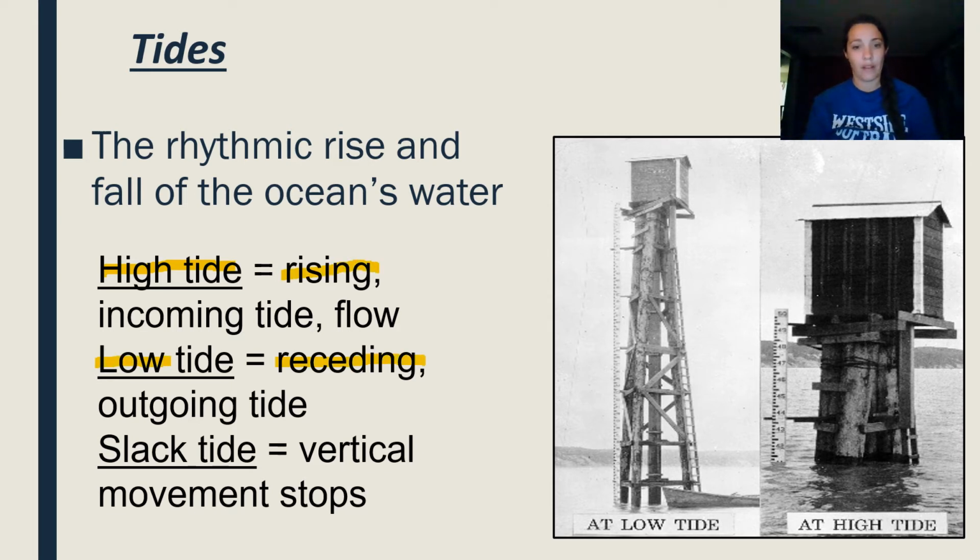It's going away. And slack tide is when the vertical movement stops. So it is a time between tides where there's nothing happening. Here you see the same building at low tide and high tide. Some regions have tides that are so dramatic that there's a huge change, and you can see it in the boats and the other things there, and other places the tides vary so little that you can barely tell.